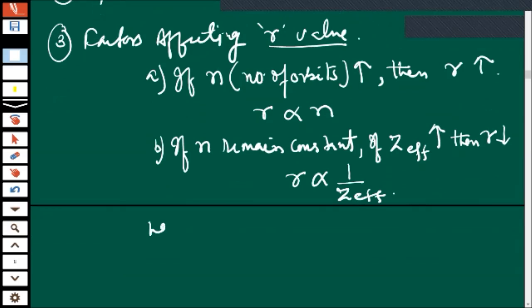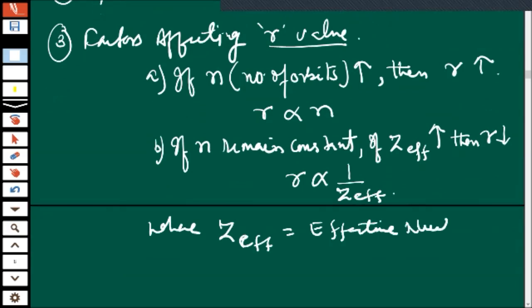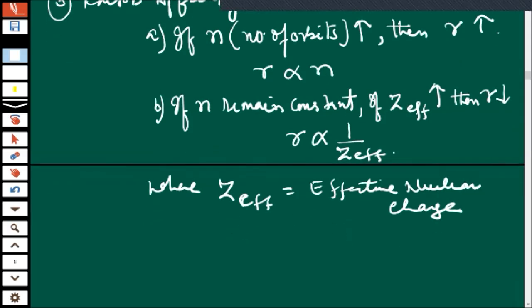You can write, where ZEFF means effective nuclear charge. Effective nuclear charge. You will come to know what is nuclear charge and what is effective nuclear charge. But if effective nuclear charge will increase, radius will decrease if n remains constant. Okay.